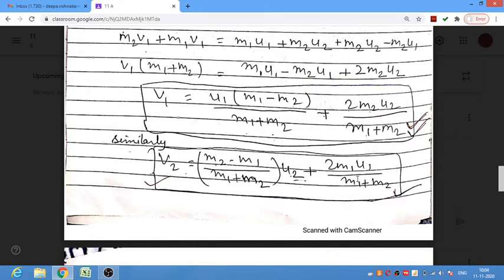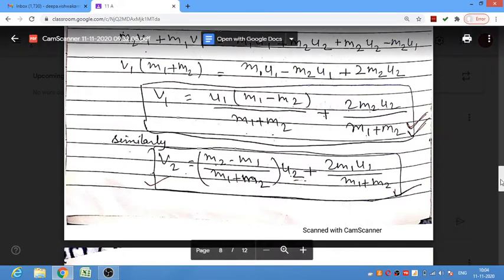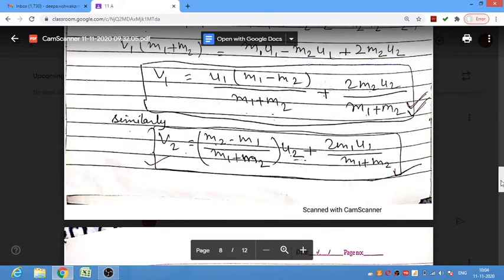So you have to practice this derivation at least 2 times, then you will be able to do it in the exam.